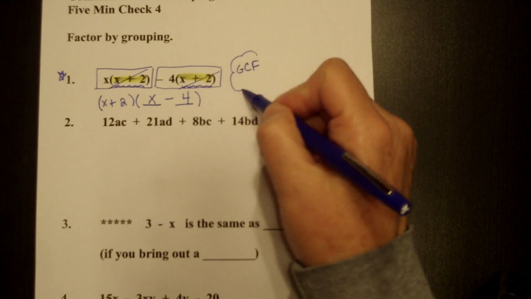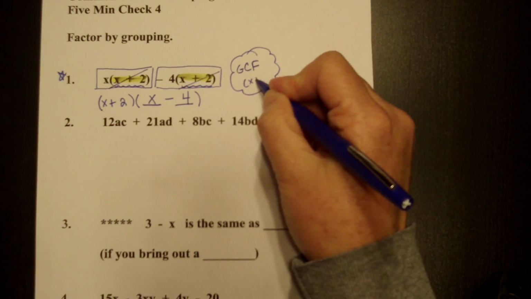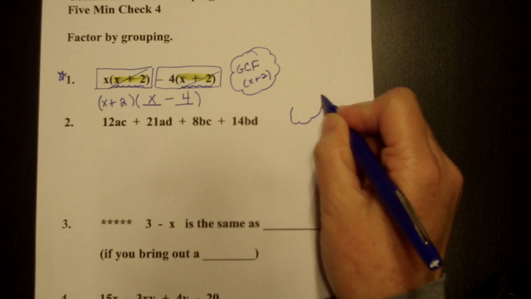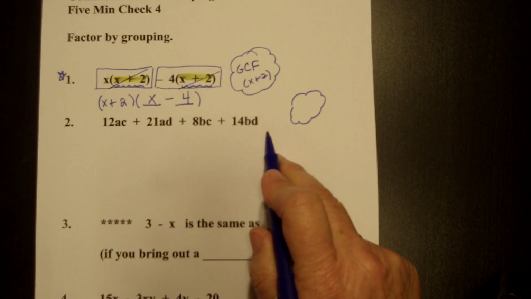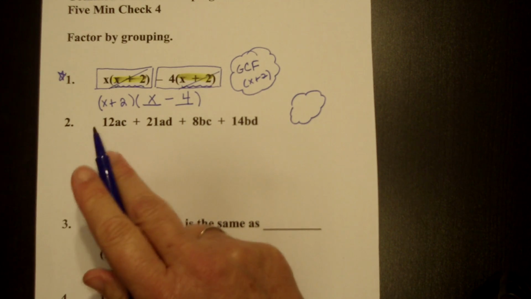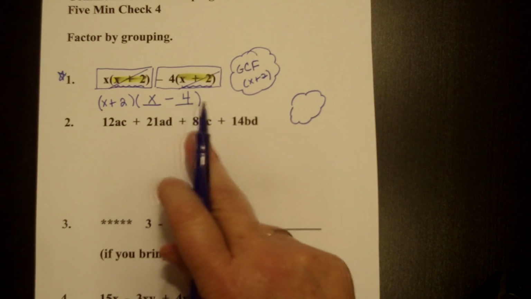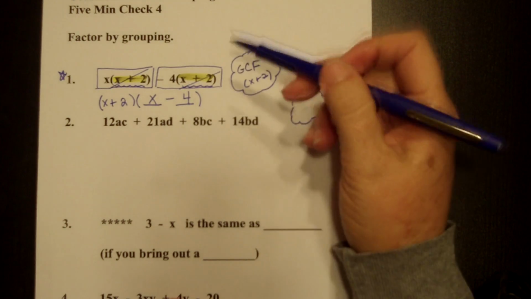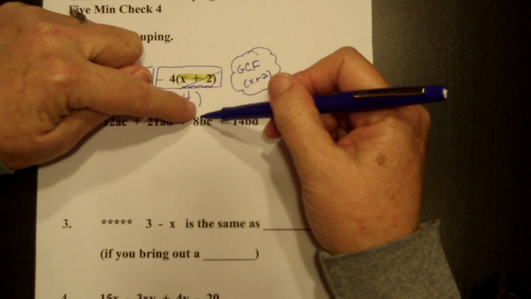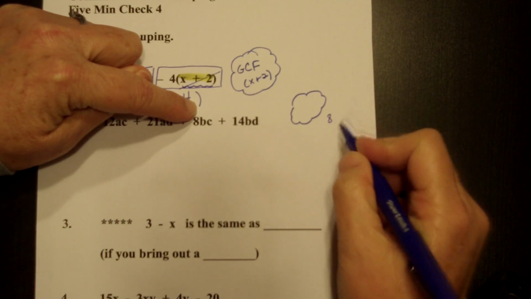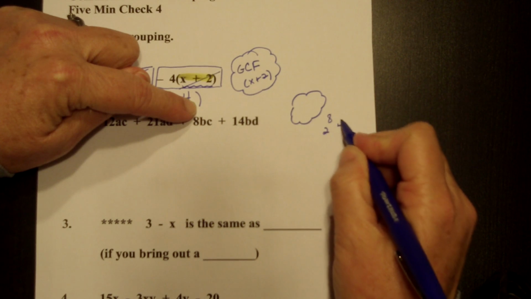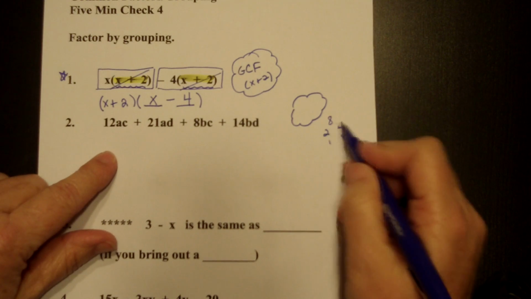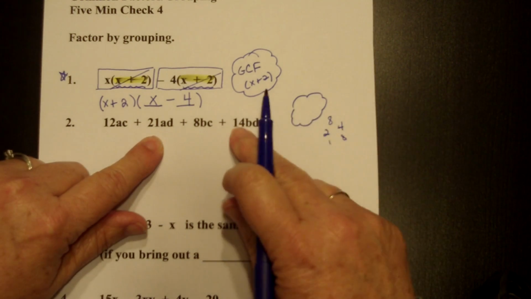Now, number 1, I should have put my greatest common factor in a cloud. It was x plus 2, so I forgot about that. So on number 2, we're going to do the same thing. All right? So for the first step, you go all the way across and you look to see if there's a number that'll go into 12, 21, 8, and 14. Okay? So I'm thinking I'm going to take the small number just like I used to. So I have an 8. Numbers that go into 8 are 2 and 4 and 1 and 8. Okay? So do these numbers also go into 12, 21, and 14?